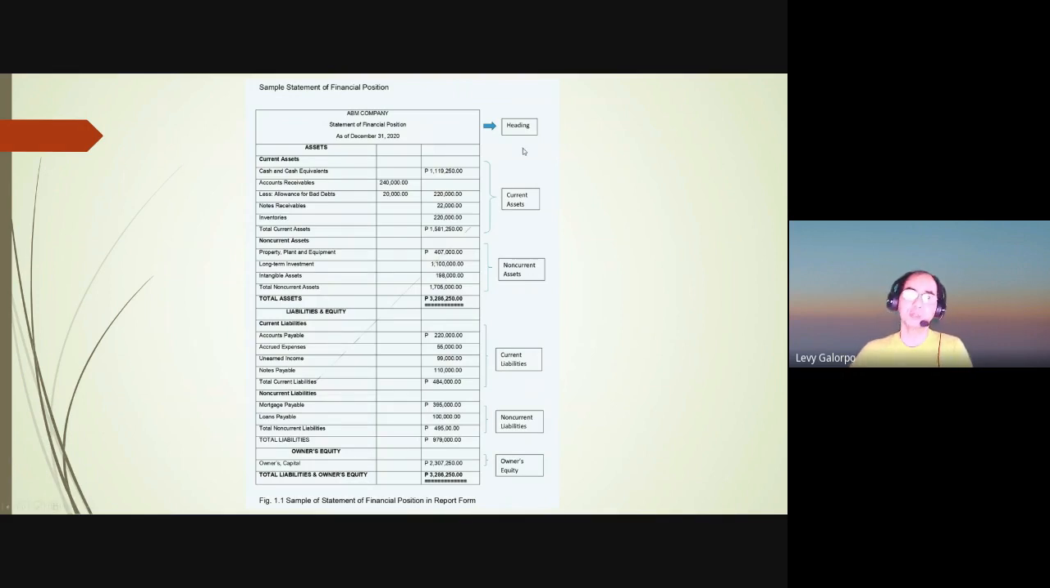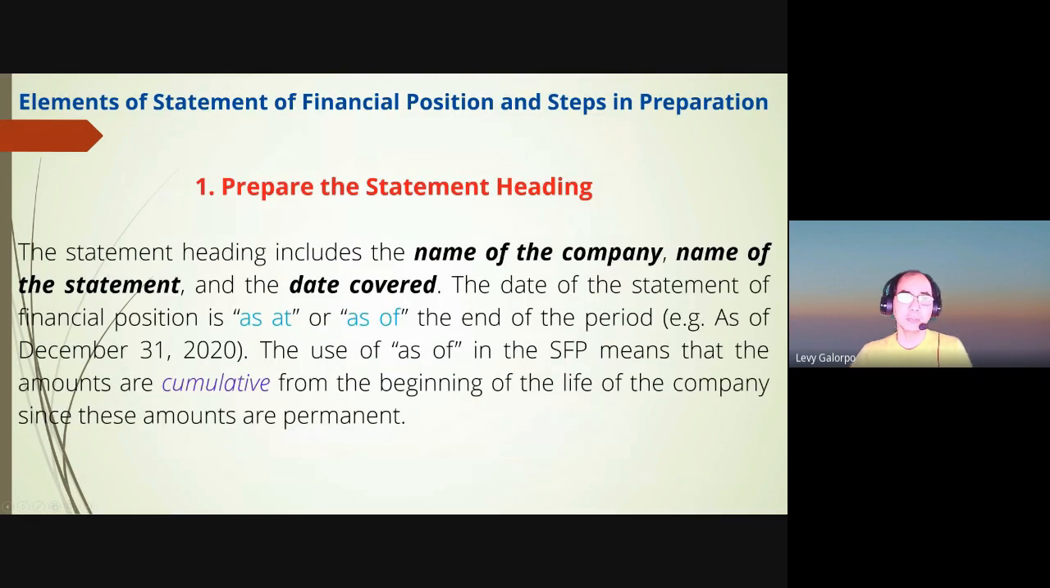Okay? So, ano ba itong mga nasa gilid na ito, class? Dito na tayo papasok. The elements of statement of financial position and steps in preparation. Dito na tayo sa mga steps kung paano pini-prepare ang financial statement. Napakadali lang kasi nito. The first one is that the statement heading includes the name of the company, name of the statement, and date covered.